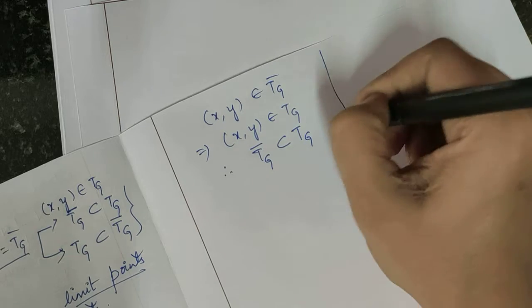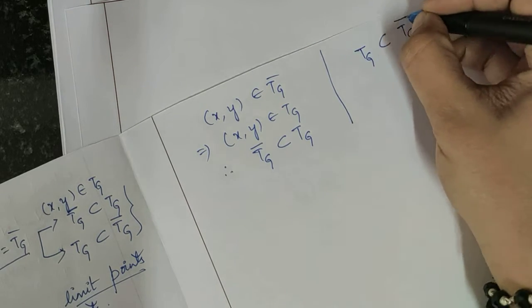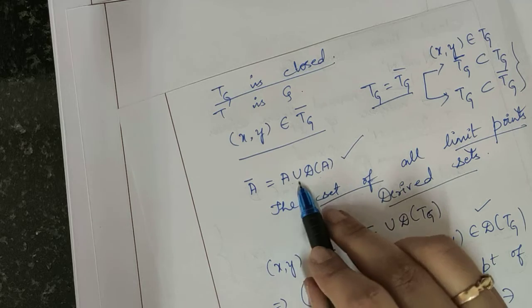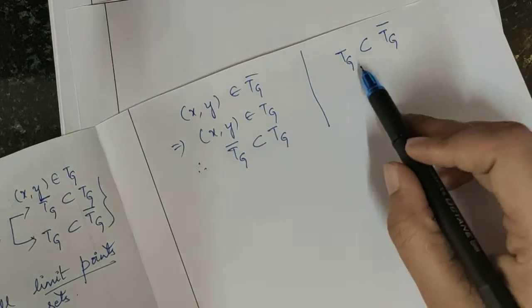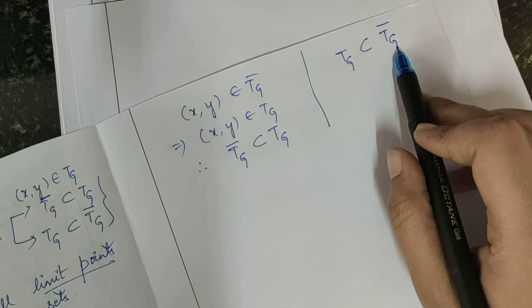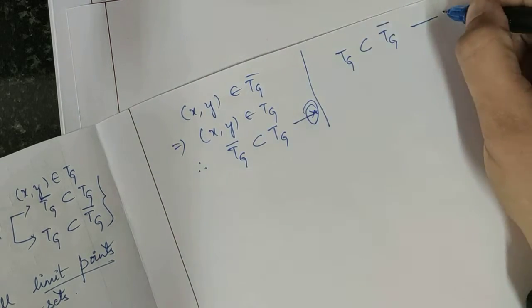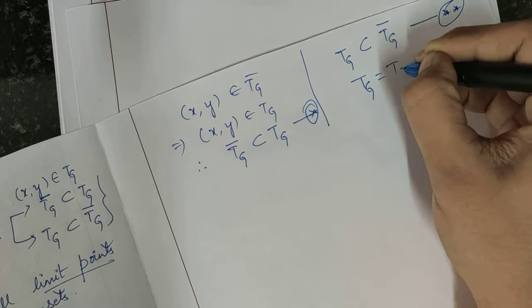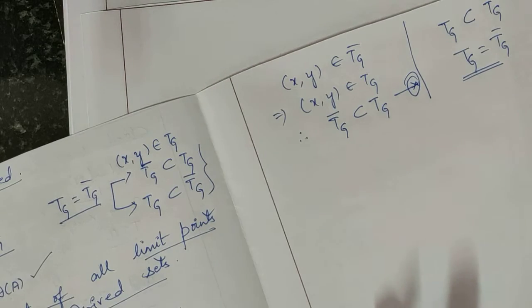but TG is always a subset of TG closure, because A closure is nothing but A union derived set of A. From this I can say that TG is always contained in TG closure. So now we have these two cases, we can conclude that TG is equal to TG closure. This is the direct part of the proof.